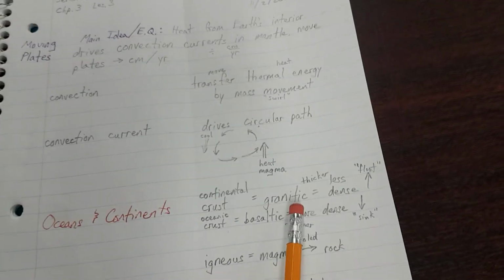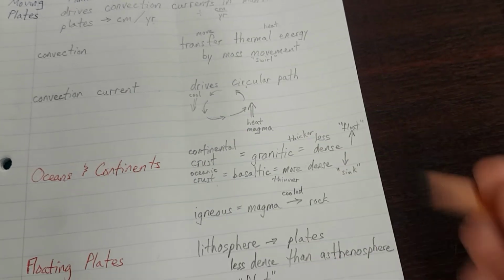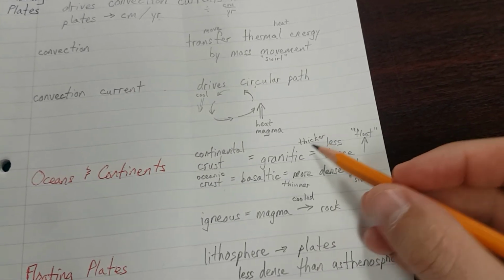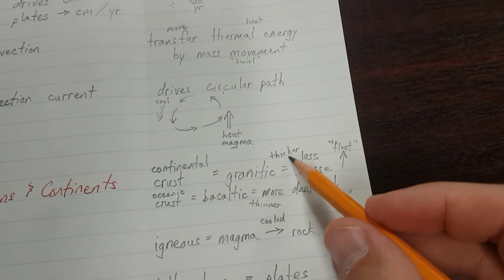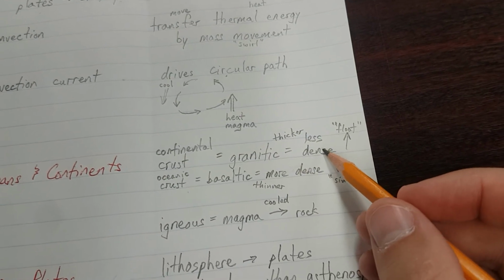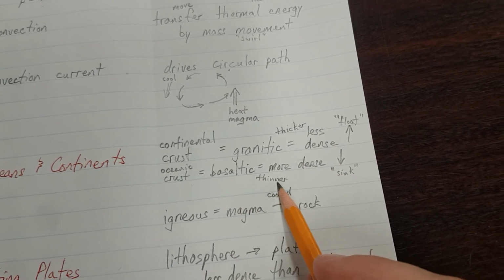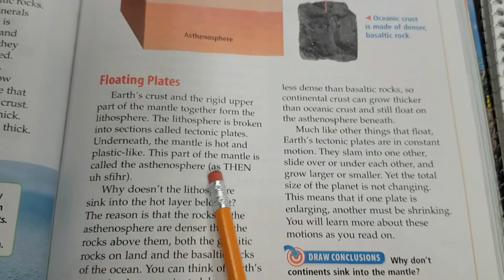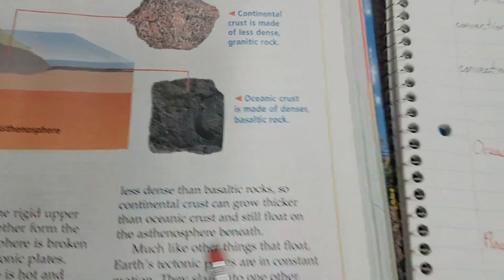So let's find out, let's say something about that. The thicker and the thinner is tied to it being less dense and more dense, right? Granitic rock is thicker, partly because it's less dense than basaltic rock, which is thinner because it's more dense. Let's see, where are we? We read all of that.